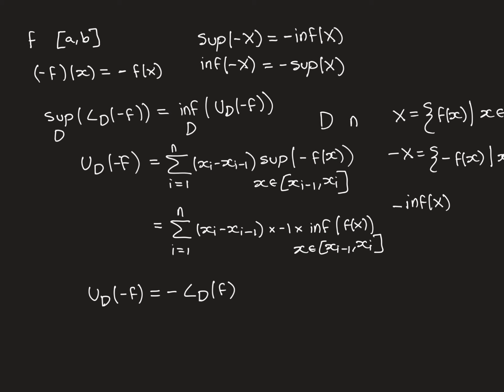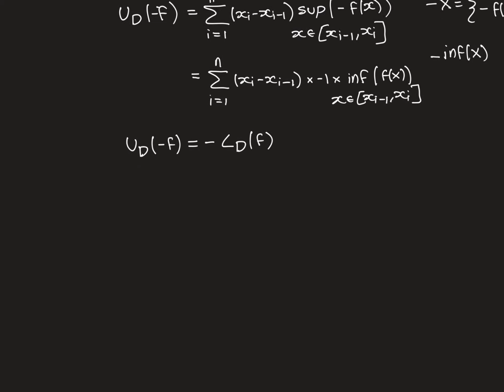Just like up here, where the supremum of negative x wasn't just minus the supremum of x, instead it was minus the infimum, so you had to switch round from supremum to infimum here, and here likewise you had to switch from infimum to supremum. Here you've switched as well, it's not just minus the upper Riemann sum of f, instead it's minus the lower Riemann sum, and of course the same thing is going to happen for the lower Riemann sum, so let's do that next.